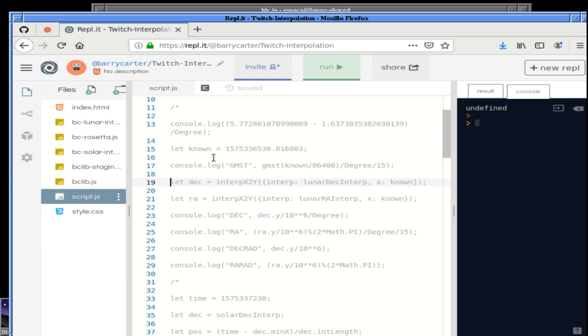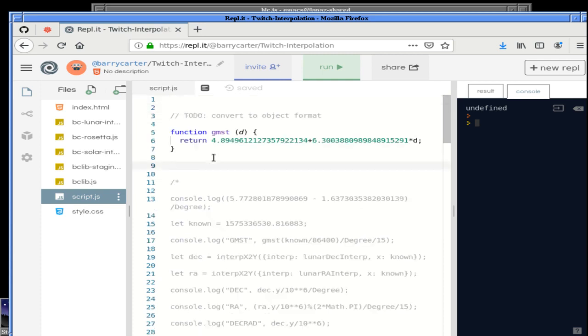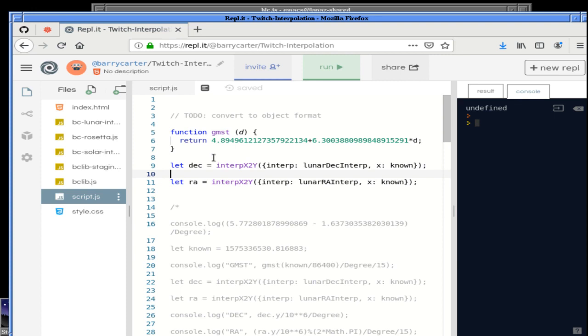Why do I have x known? Oh, because known is the current time. So let's be a little bit careful as we do this. And we're going to refer this back to be just t.